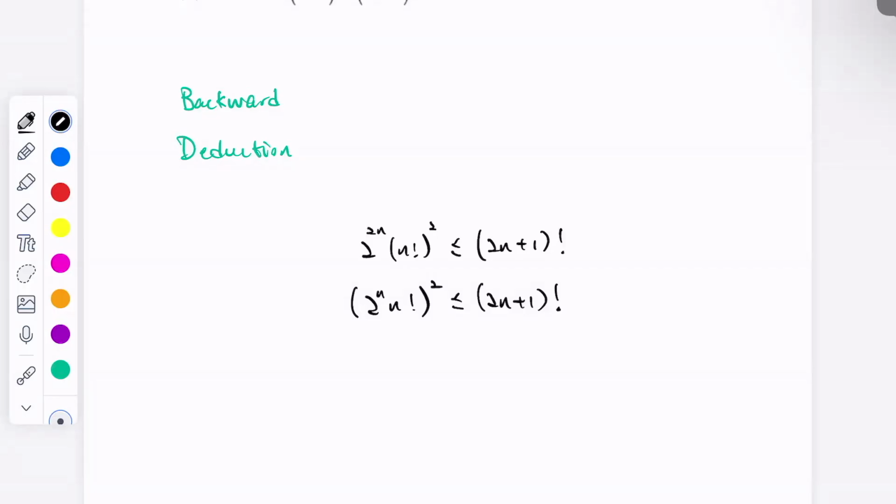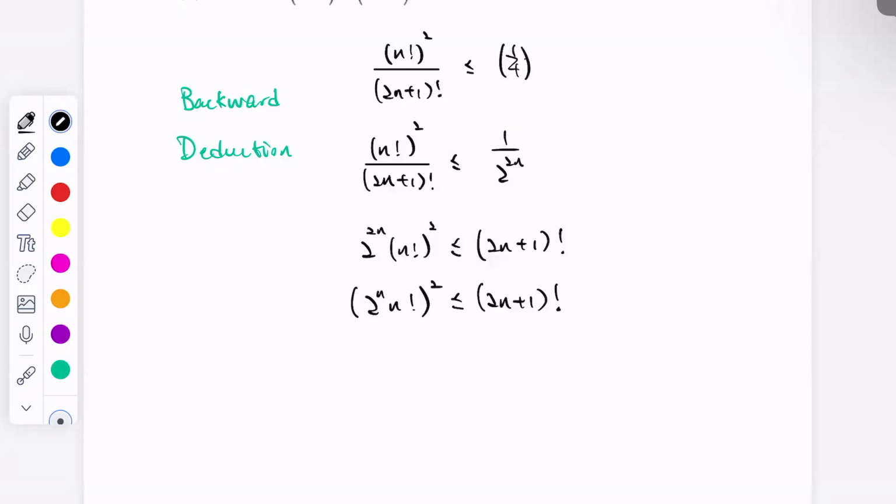And then I can have (n factorial) squared divided by (2n plus 1) factorial, which is less than or equal to 1 over 2 to the power of 2n. And I will have (n factorial) squared over (2n plus 1) factorial, which is less than or equal to 1 over 4 to the power of n.